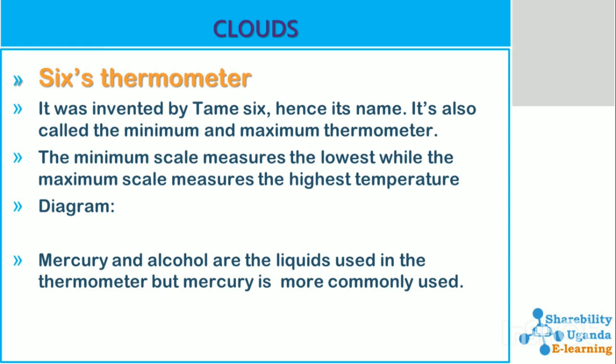It is because mercury and alcohol are liquids that change easily with the change in temperature. They react very quickly with even a small change in temperature. But more specifically, mercury does that. Mercury reacts very quickly with even a small change in temperature. That's why it's normally used in most thermometers.